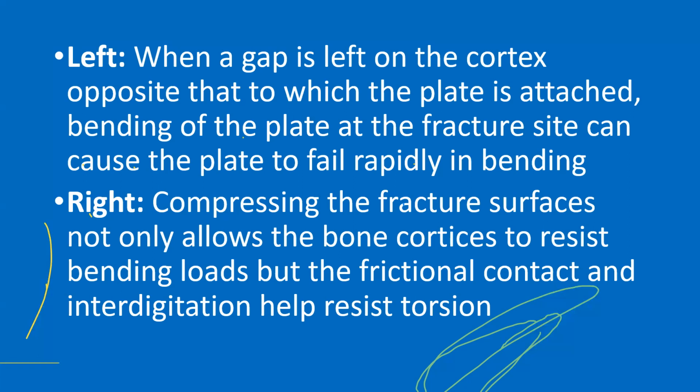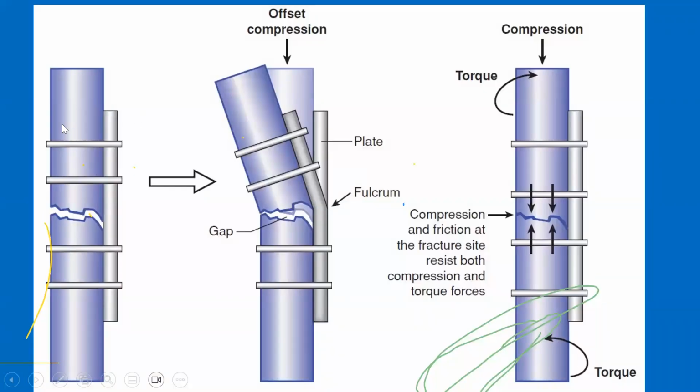Compressing the fracture surfaces not only allows the bone cortices to resist bending loads, but the frictional contact and interdigitation help resist torsion. Let me show you. This is a plate being applied. You have a gap here. Don't forget that there's always a compression force element, and this compression would try to close this fracture site. What happens? The only way it can close is by bending the plate. And in addition, the plate might not only bend, it will break.